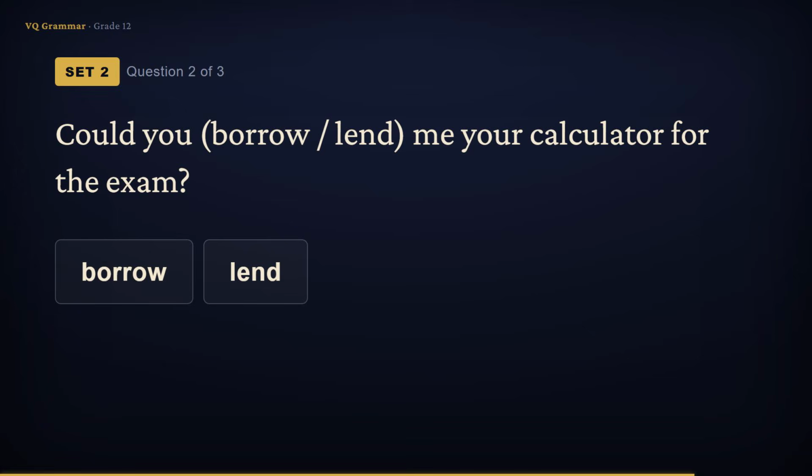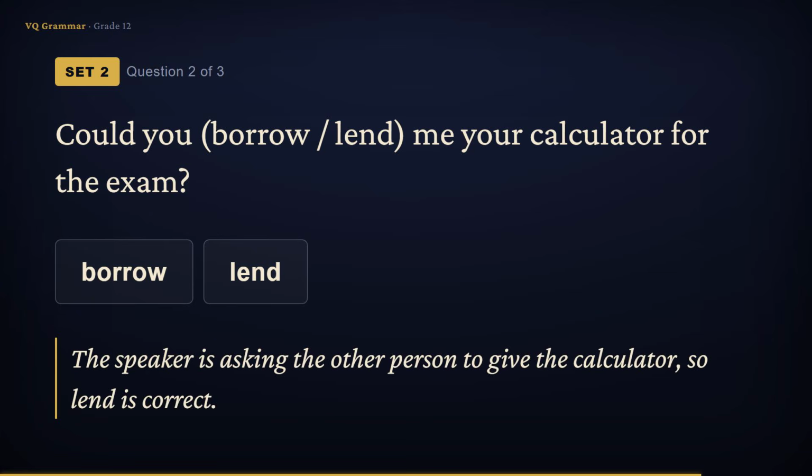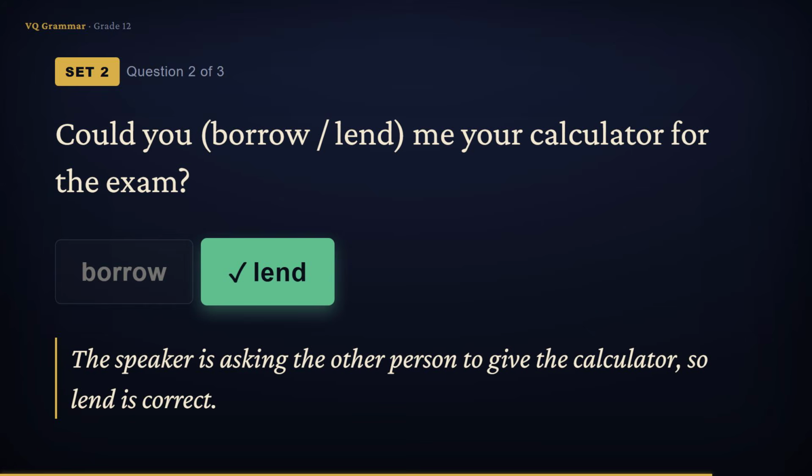Could you blank me your calculator for the exam? Borrow or lend? Here, the other person would be the one giving the calculator, handing it over to me. Giving is lend, not borrow. Could you lend me your calculator for the exam?